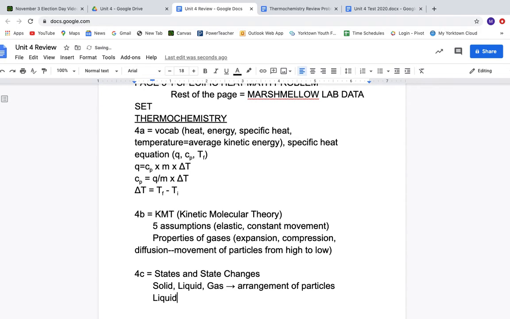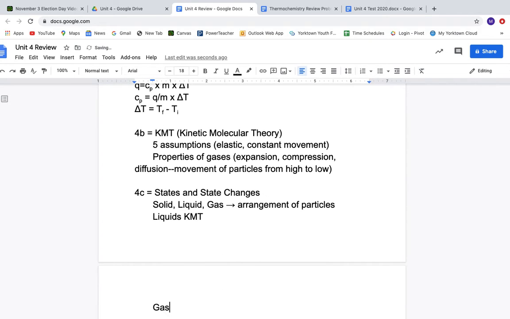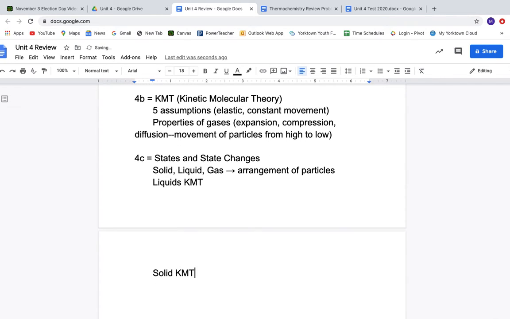We applied liquids to the KMT also, and compared those to gases in that the liquids are slower moving, they're more dense, all due to their particle movements. We, on just one slide, said solids are not moving as much, their vibrations.